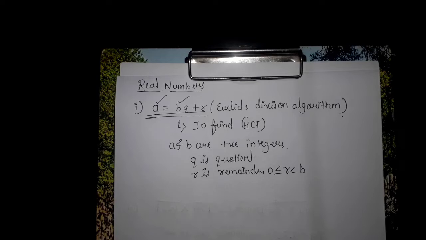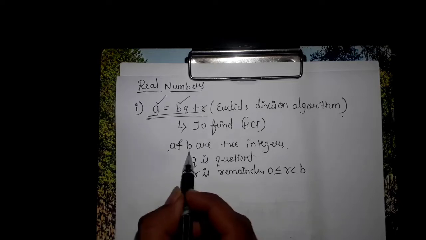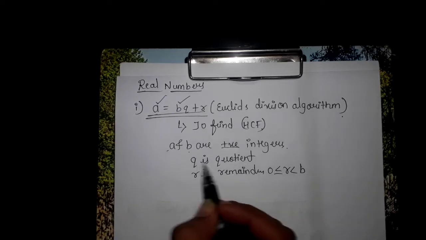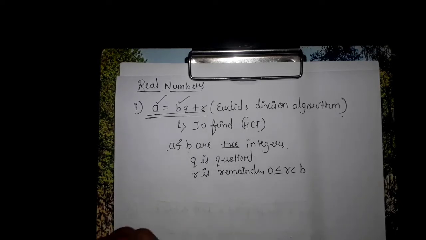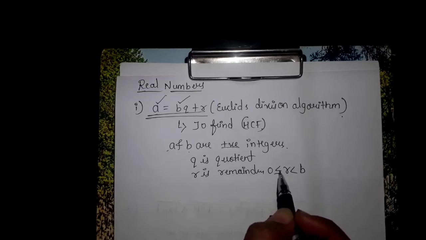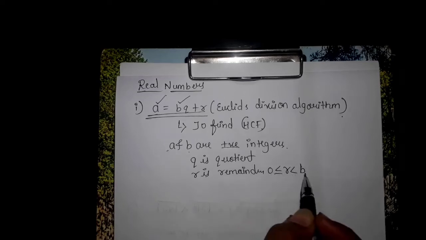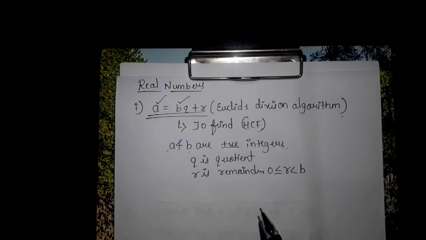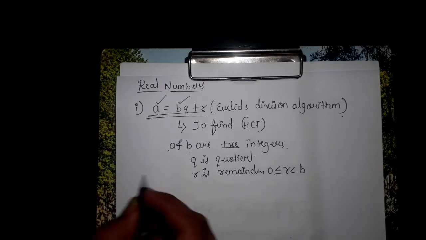This is also known as Euclid's division algorithm. This formula is used to find the HCF, that is nothing but highest common factor, where A and B are positive integers. Q is the quotient, R is the remainder. R must be greater than or equal to 0 and less than B. Okay, now let us go to the second formula.